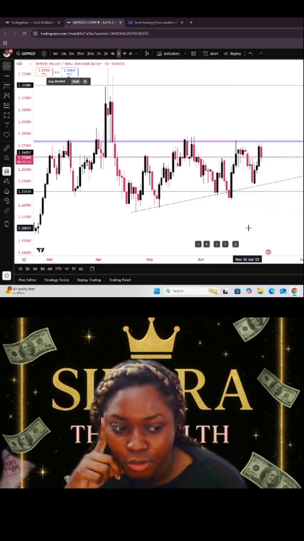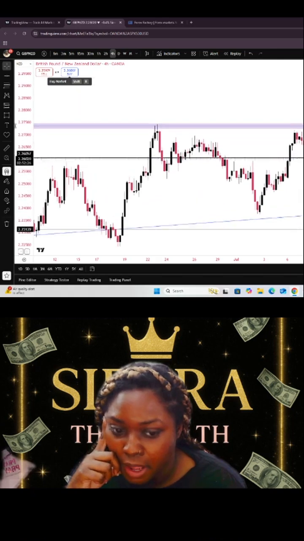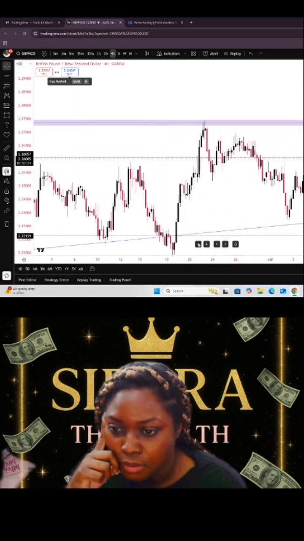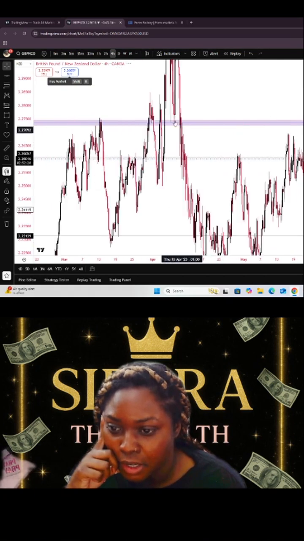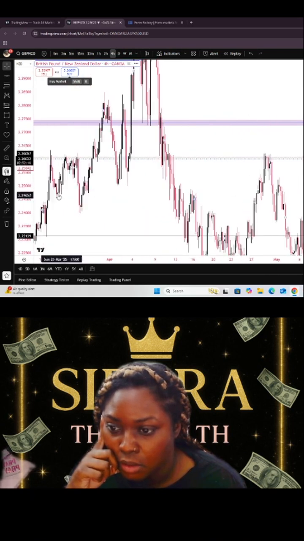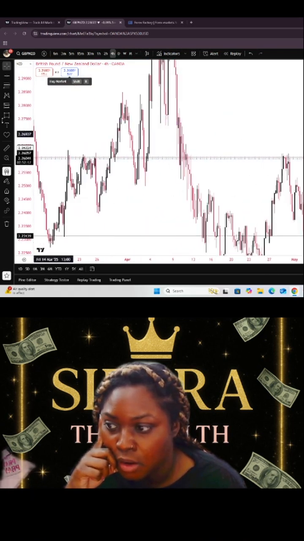Okay, so I'll do that for now, but I'm gonna come down to the 4 hour and see if I can find a gap. All right, and here's my gap right here. Right here.